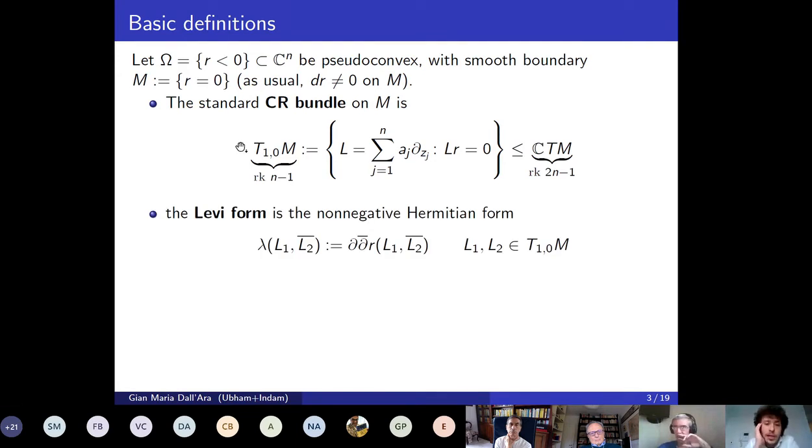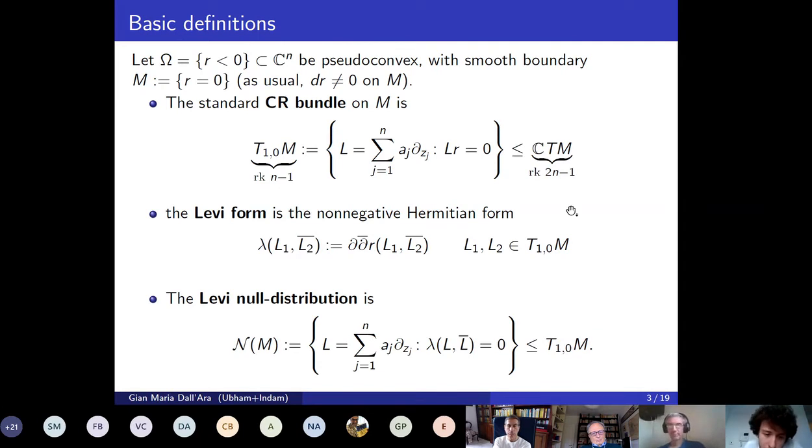The Levi form is a quadratic, non-negative Hermitian form. In fact, the definition of non-negativity is exactly equivalent to the notion of pseudoconvexity. This quadratic form lambda, which is defined on two vectors L1 and L2 in the CR bundle T^{1,0}M, is defined as ∂∂̄r, the complex Hessian of r, evaluated on L1 and L2 bar. As I said, pseudoconvexity is equivalent to the non-negativity of this quadratic form, so to the condition lambda(L, L bar) greater or equal than 0 for any L in T^{1,0}M.